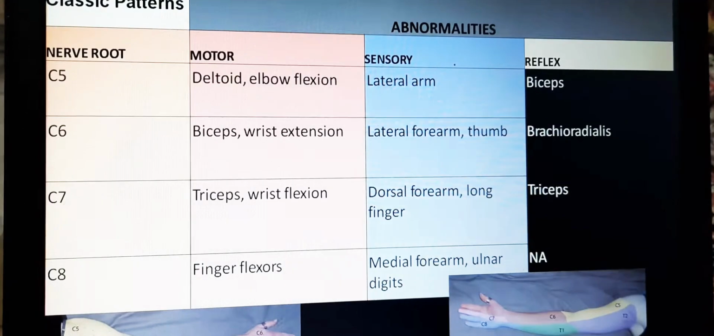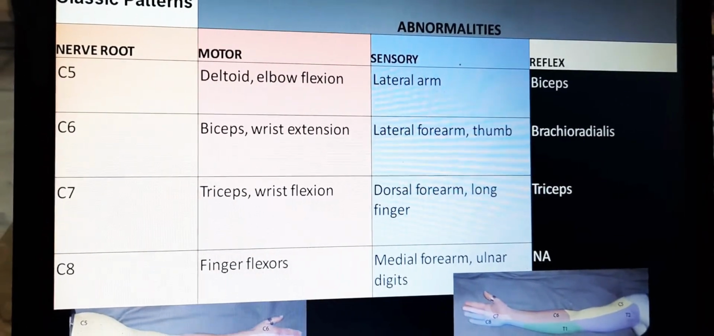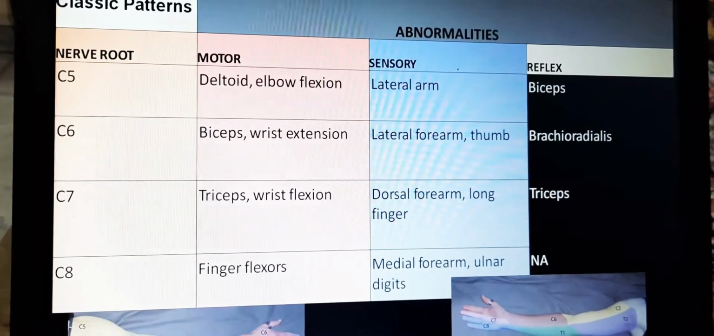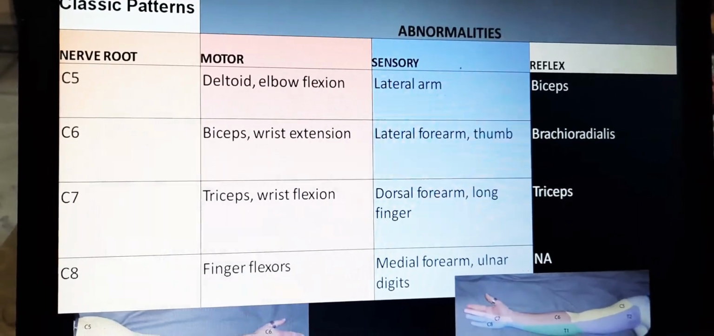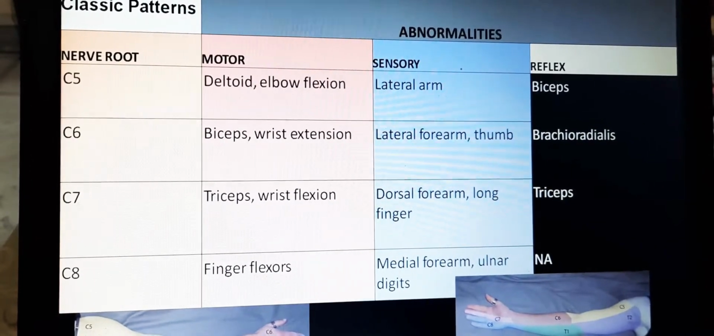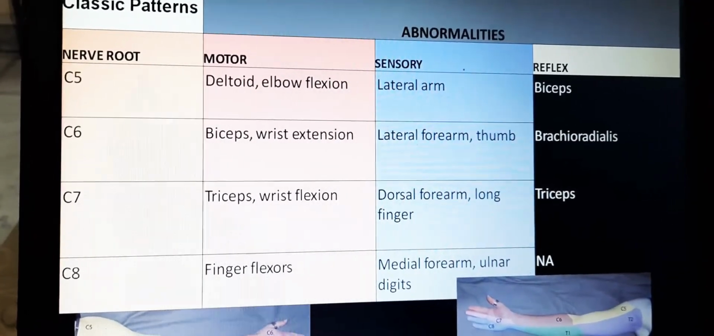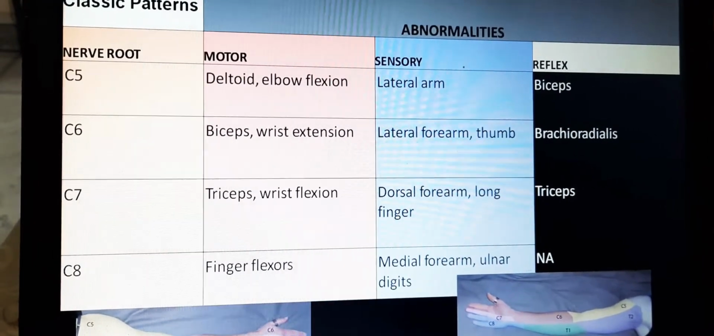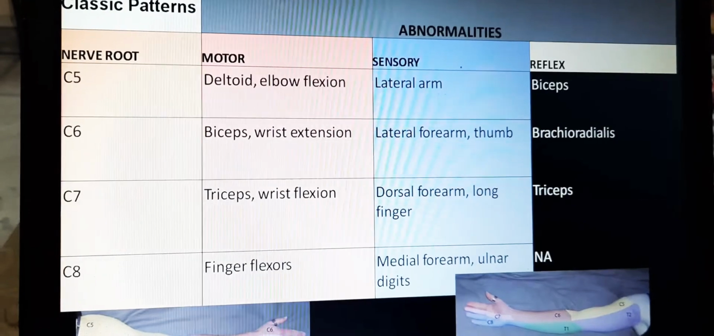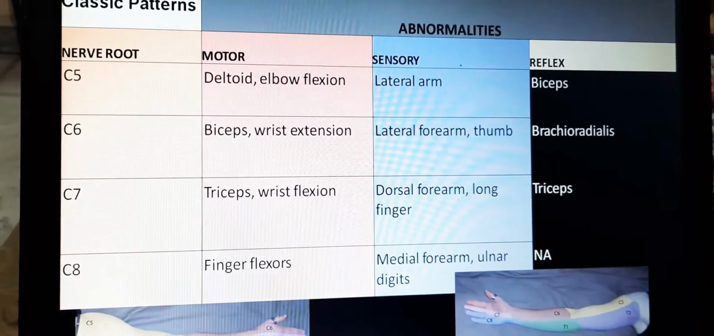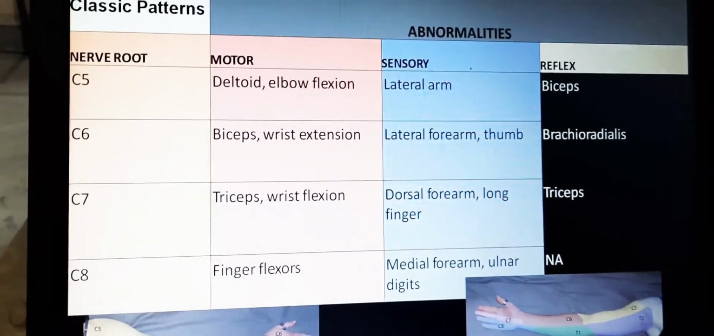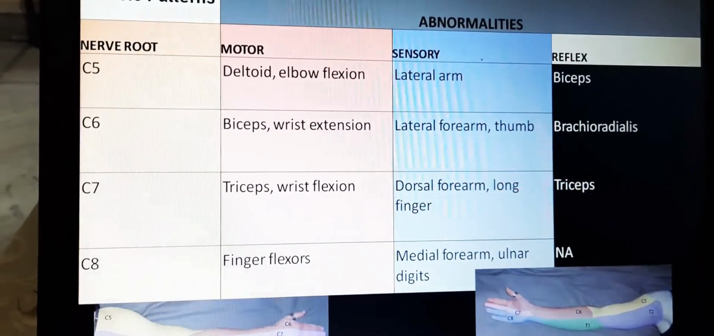In C7 involvement, motor involvement will be of the triceps muscle, and it will affect wrist flexion and all the triceps action. Sensory involvement is the dorsal forearm and long finger. The triceps reflex will be affected. In C8 nerve root involvement, the motor involvement is basically of the finger flexors. The actions of the finger flexors will be affected, while the sensory involvement is the medial forearm and the ulnar digits. And no reflex will be affected in C8 involvement.